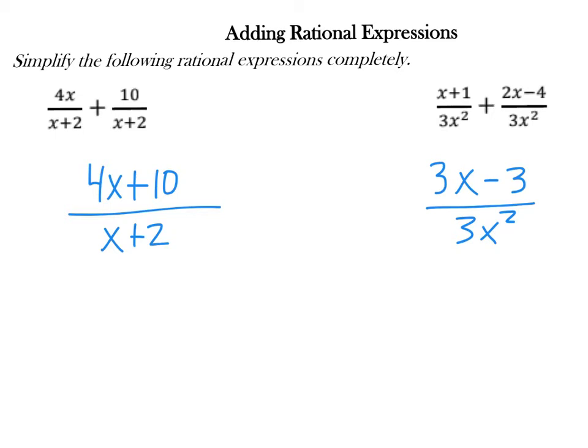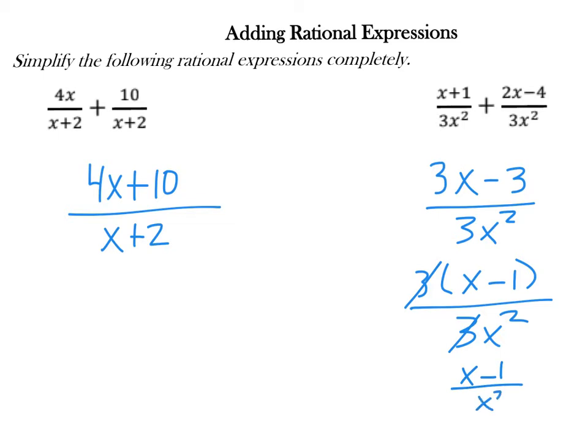Now, notice how there's a lot of 3's in this problem. In the numerator, I have a 3x and a 3 in common. So I'm going to factor out a 3 from both of these, and I'm left with 3 times x minus 1. This is from the previous video on multiplying and finding common factors. We're going to divide this by 3x squared. Notice how there's a 3 on top and on the bottom, so we're going to go ahead and cancel those out. And we're left with x minus 1 over x squared.